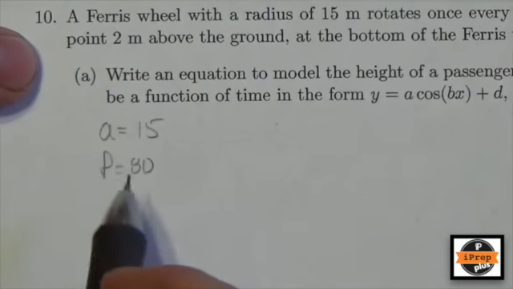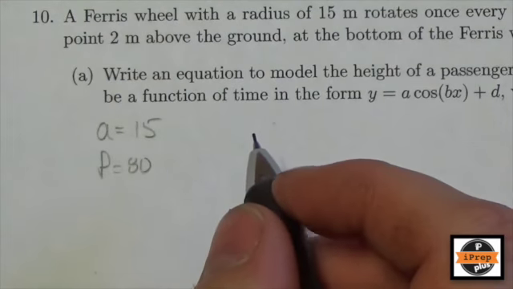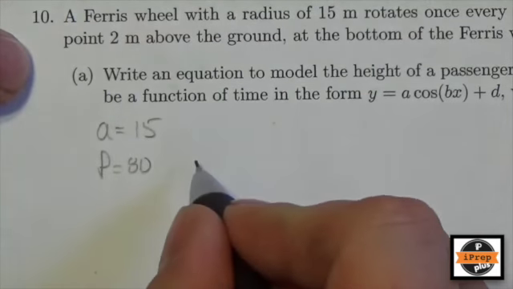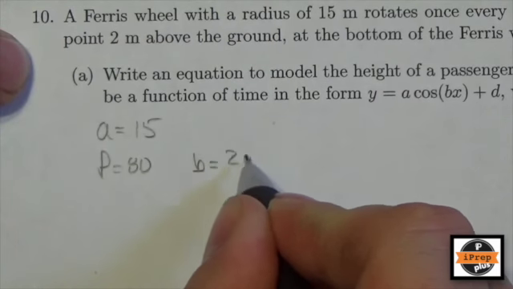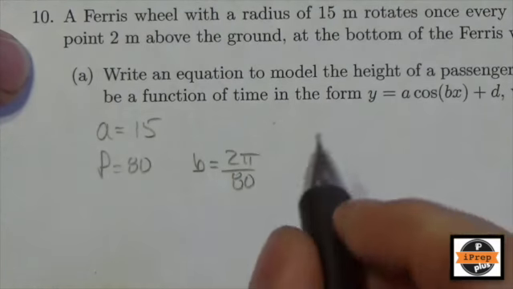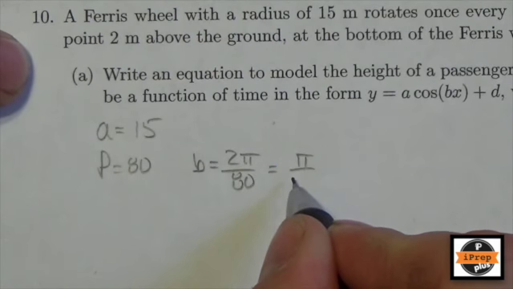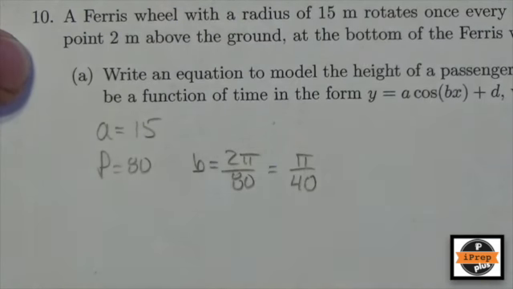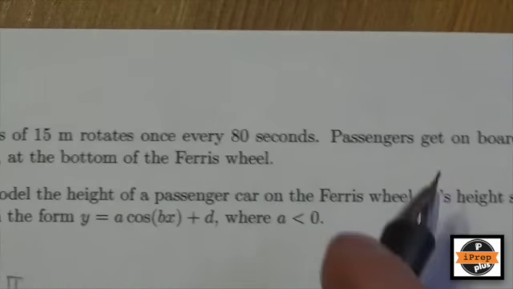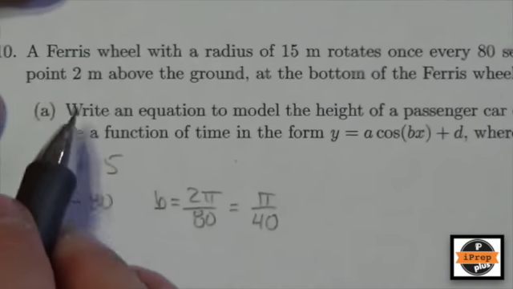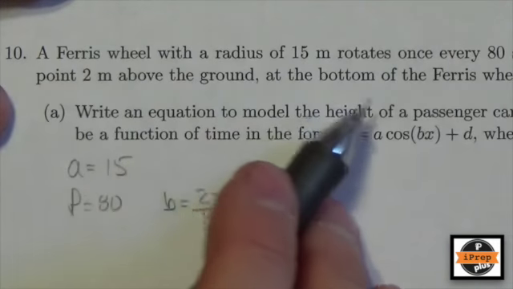Now we don't typically need the period. What we need here is the b value. So we know that b is going to be 2 pi over the period, or 80. And so simplifying that as far as we can, that'll be pi over 40 is our value for the b variable.